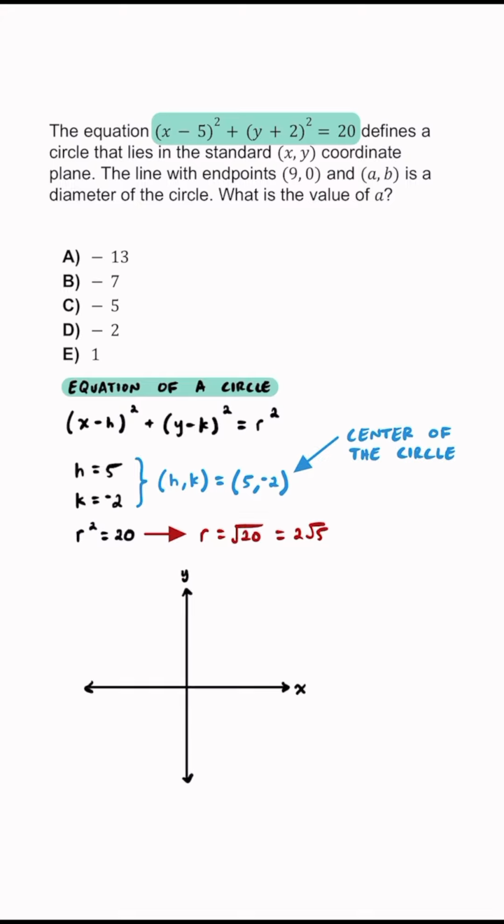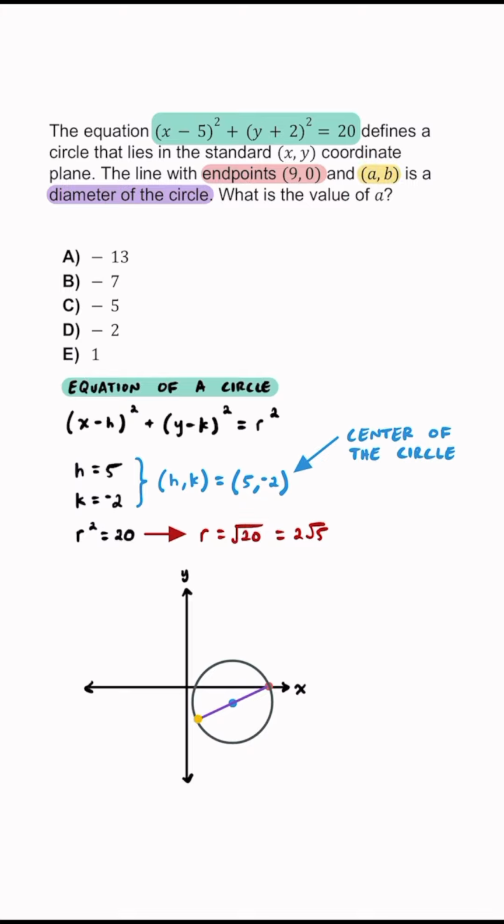Here's our xy plane. I'm going to estimate the center of the circle to be about here. And when we're told that there's an endpoint at (9, 0), that's on the x-axis, which would be right about here. And here's a circle with that center of (5, −2) going through that endpoint of (9, 0). We know that the diameter of the circle goes from (9, 0) to (a, b). So if this would be the diameter of the circle, then (a, b) must be located over here.